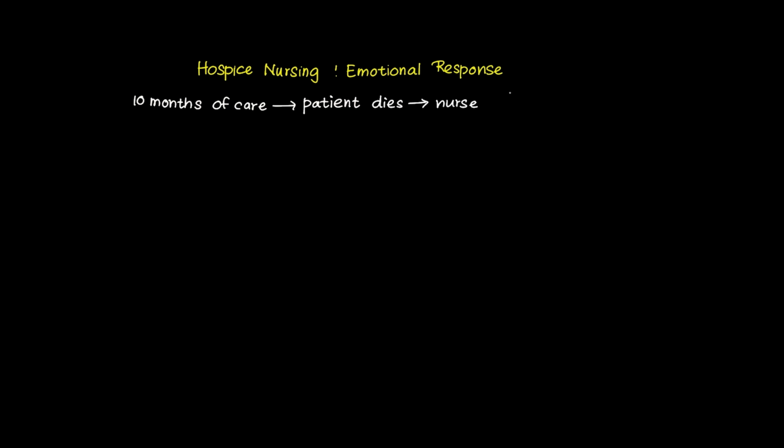A hospice nurse has cared for this patient for 10 months. 10 months of visits, conversations, medication adjustments, and watching someone you care about fade. The patient dies peacefully, the family gathers around crying, and the nurse feels tears forming. What should the nurse do? Cry with them. That's it.